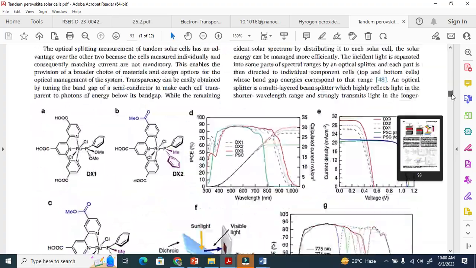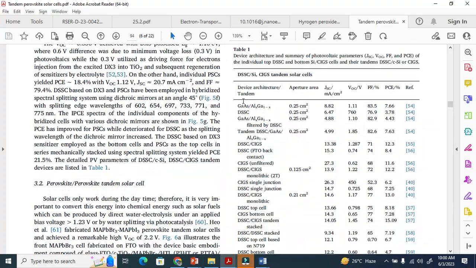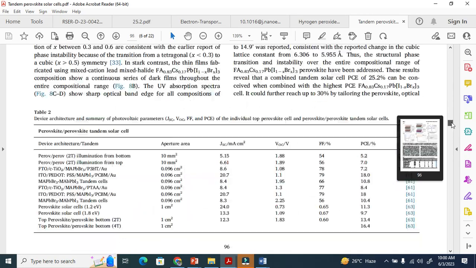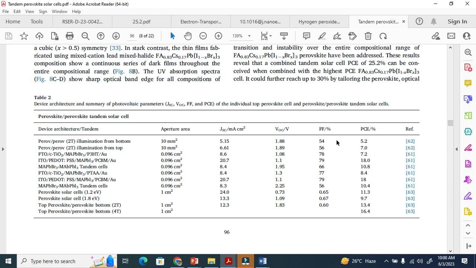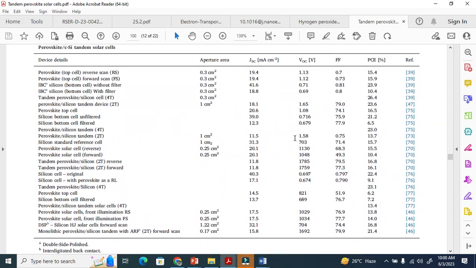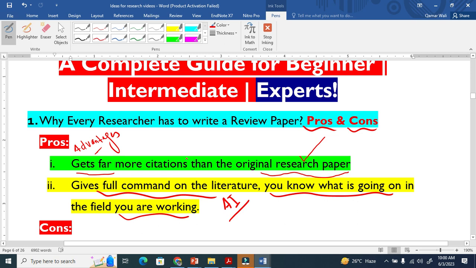Look here, I just made tables. From these tables, you see, people make this tandem solar cell and they publish in this journal. This is a reference. When I read one research paper, I will get knowledge only related to that paper. But a review paper gives readers a lot of information about so many original research papers. You see another table here. This is another paper, another table. So they combine a lot of data here. You see here, this is another comprehensive table. So this is why the review paper gives you full command of the literature, and you know what's basically going on, and it gives you more and more citations.